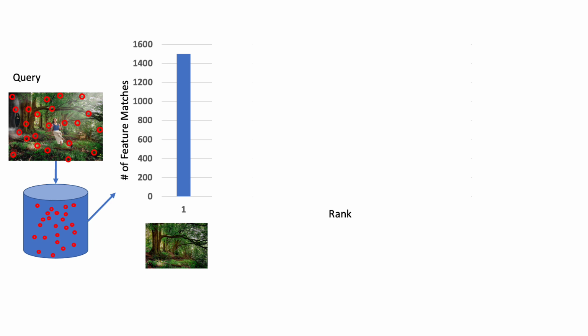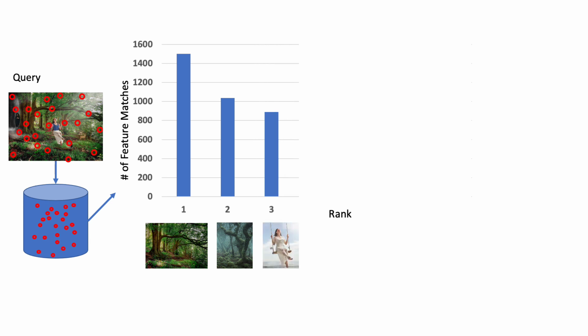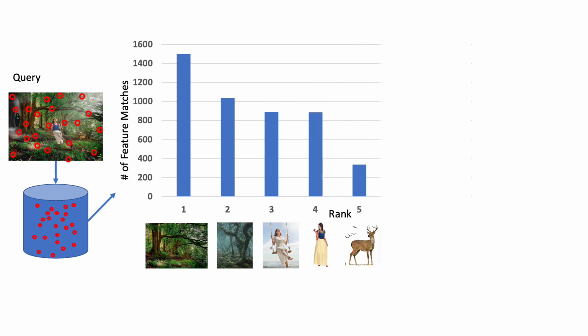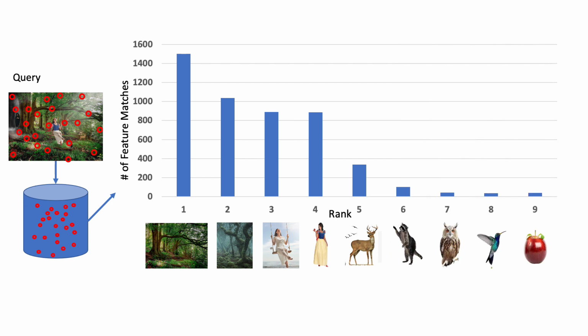So, for instance, we'd expect to find a lot of local feature matches between the query image and the image of just the background forest. Maybe some more for another forest that looks similar, and even more for this particular woman on her swing. However, for all of the other smaller contributing objects, they get a lot lower scores because they're much smaller in the image, so they don't get nearly as many features and therefore not as high of a number of matches.